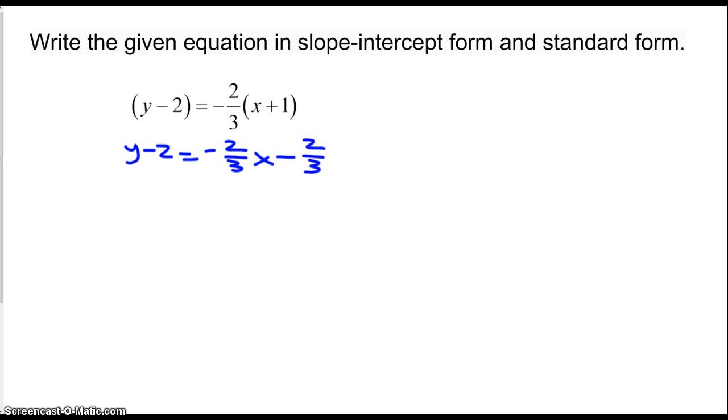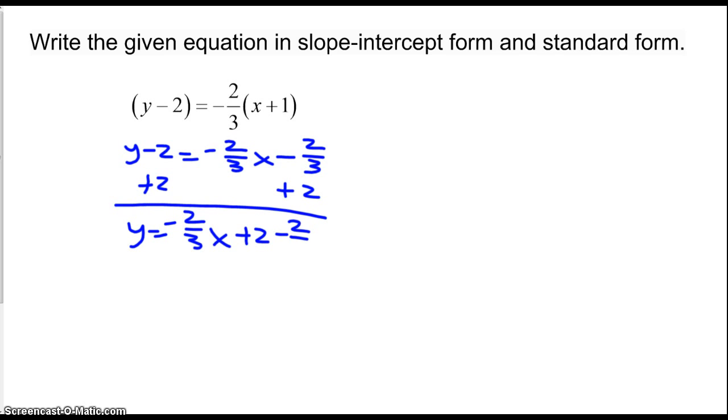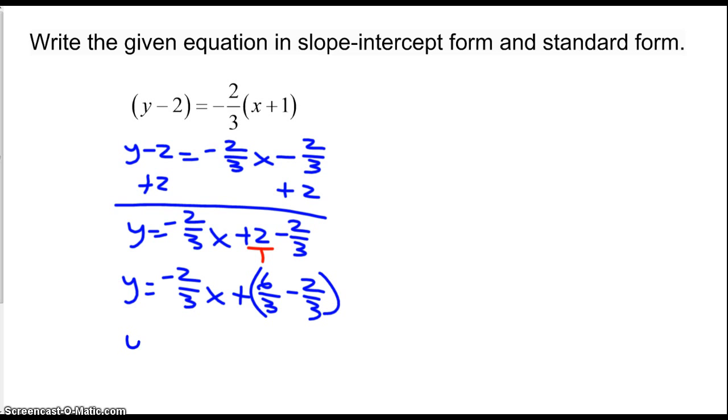What if I were to add 2 to both sides here? Now I would get y equals negative 2/3 x, then I have plus 2 minus 2/3. To do that, I would put the 2 over 1, and then that way we can change it to a fraction. Let's see, if I want thirds here, that's the same as 6/3, right? 6/3 is the same as 2, getting a common denominator. So I can combine those. y equals negative 2/3 x plus 4/3. That would be the slope-intercept form.